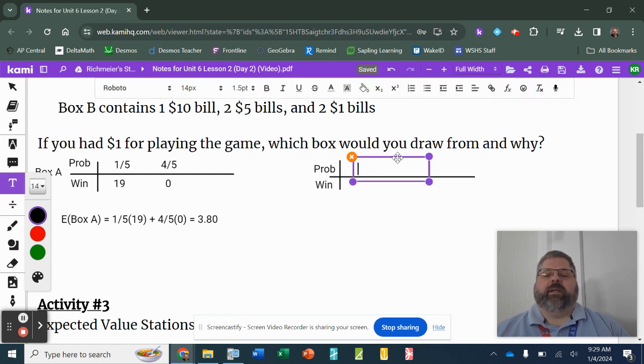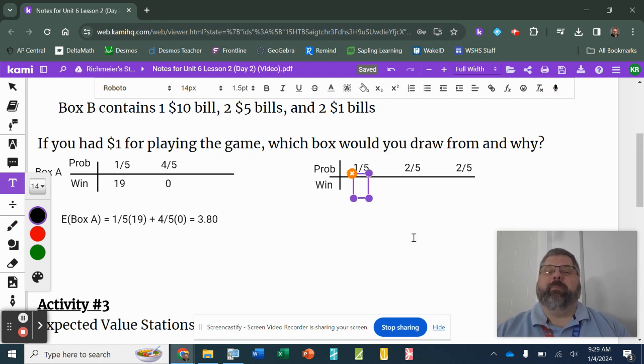So in box B, there is one $10 bill out of the 5 bills that are in the box. So again, probability of 1/5. There are two $5 bills, so that'd be 2/5. And there are two $1 bills, so that would also be 2/5. Now, if I happen to draw out the $10 bill, because I'm paying $1 to play, my winnings are actually $9. If I draw out a $5 bill, my winnings are only $4. And if I draw out a $1 bill, my winnings are $0.